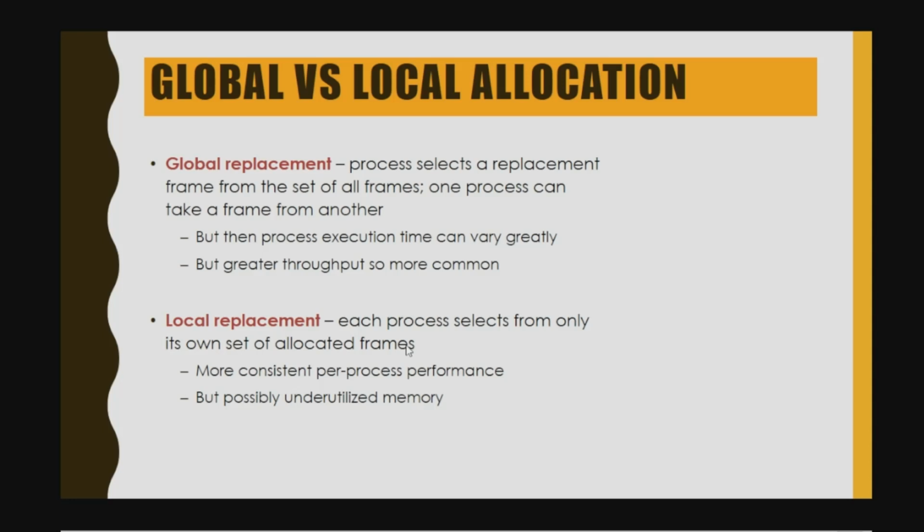Okay, this one is global versus local allocation. For global replacement, a process selects a replacement frame from the set of all frames, and one process can take a frame from another. The process execution time can vary greatly, but there is greater throughput, so it is more common. For local replacement, each process selects from only its own set of allocated frames, giving more consistent per-process performance, but possibly underutilized memory.